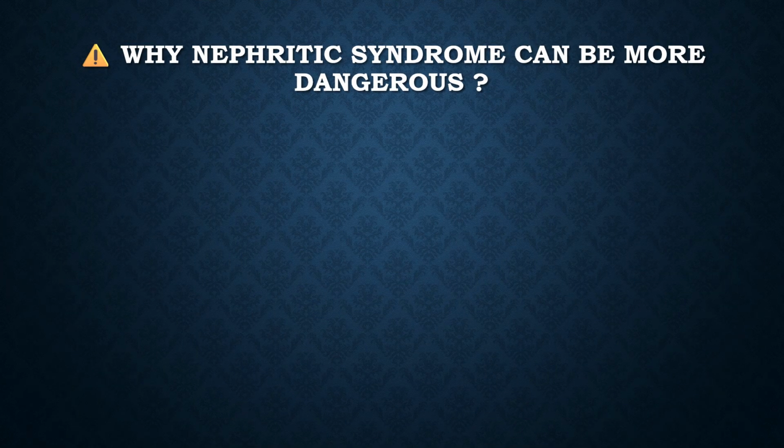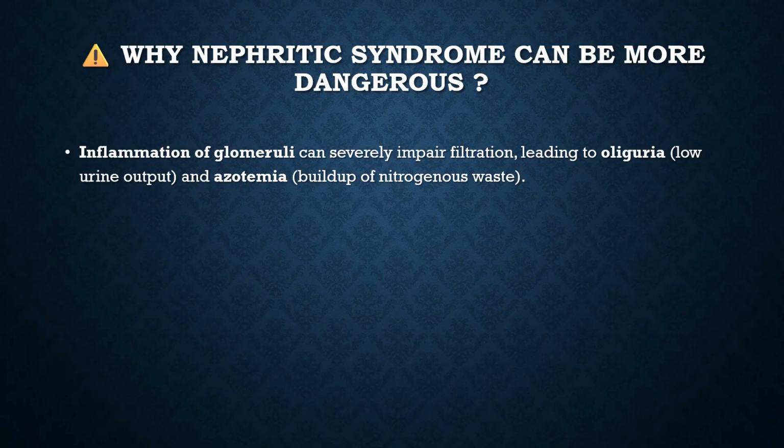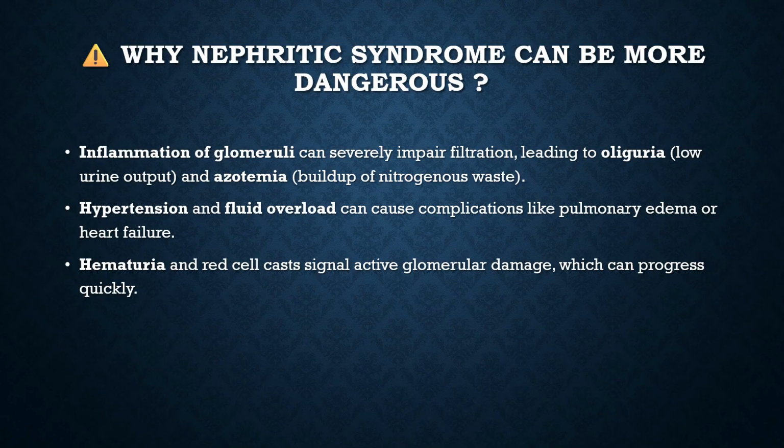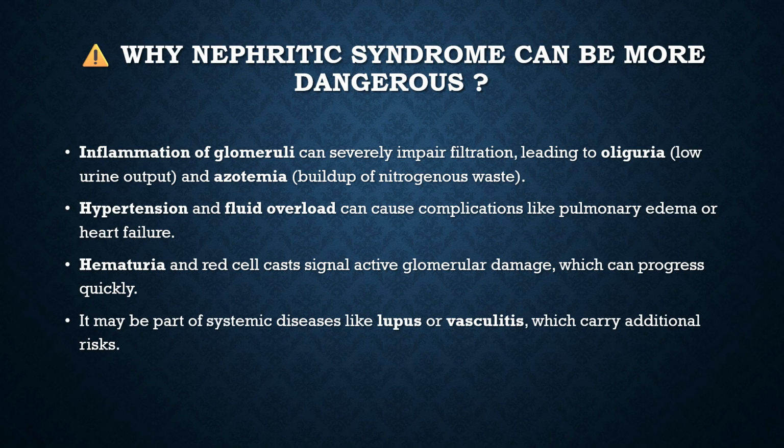So why can nephritic syndrome be more dangerous? Here are some points. Inflammation of the glomeruli can severely impair filtration, leading to oliguria, low urine output, and azotemia, a buildup of nitrogen waste. Hypertension and fluid overload can cause complications like pulmonary edema or heart failure. Hematuria and red cell casts signal active glomerular damage, which can progress quickly. It may be part of a systemic disease like lupus or vasculitis, which carry additional risks.